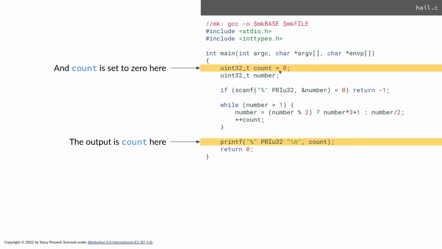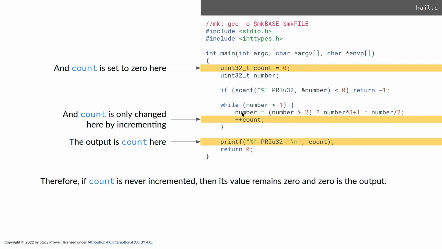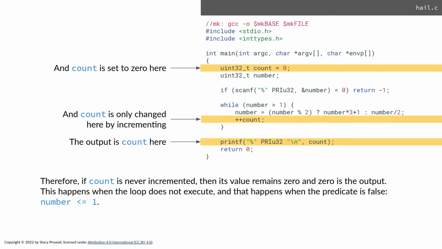Count's initially set to 0 up here. Okay, that's pretty helpful information. And it's only ever changed by incrementing it. So unless it overflows, it'll be 0 if this loop never runs. So if count's never incremented, its value remains 0. 0 is the output. That happens when the loop doesn't execute. That happens when the predicate is initially false. And that happens when number is less than or equal to 1.